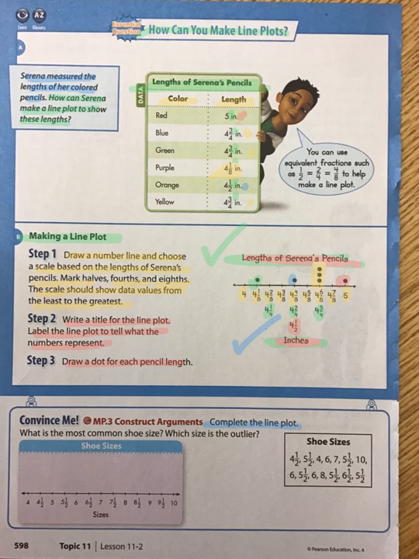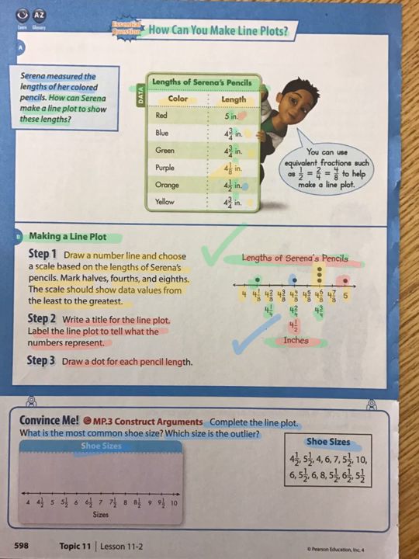It says complete the line plot. What is the most common shoe size and what size is the outlier? So for this one, they made it a little bit easy for us because we can see that we have shoe sizes, so we already have a title. This would be our label, right here, the sizes. On your math test, you are going to have to draw and create a line plot. So make sure you're remembering how to do that.